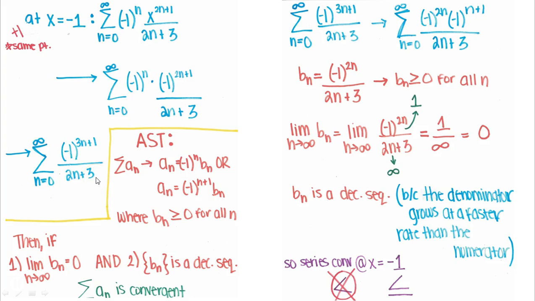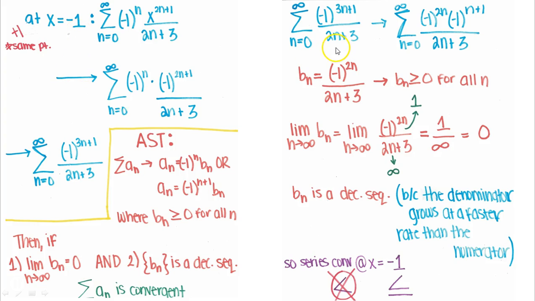Let's do a quick review of the alternating series test. If we have a series a sub n equal to (-1)^n b sub n, or (-1)^(n+1) b sub n, where b sub n is greater than 0 for all n, then if the limit as n goes to infinity of b sub n is 0, and b sub n is a decreasing sequence, then a sub n is convergent. We're going to use this test to figure out if this series is convergent, and therefore whether x equal to -1 is included in the interval of convergence.